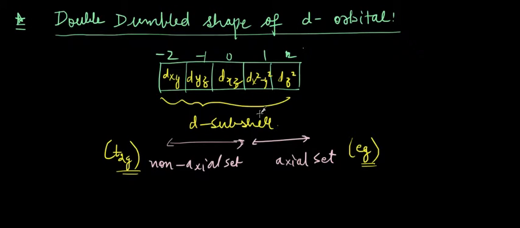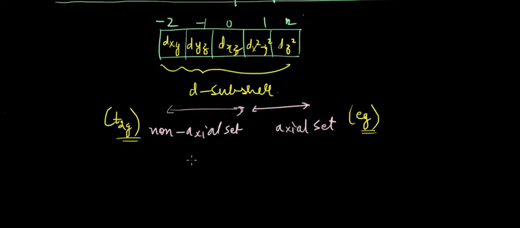Okay, so let's continue from where we left off in the previous lecture, which is seeing the double dumbbell shape of d orbital. We have already discussed the xy, yz, xz, x square minus y square and z square orbitals of d subshell. Out of which the first three belong to the non-axial set category, also called T2G. The second set is the remaining two, which is x square minus y square and z square, belonging to the axial set, also called EG. So let's actually start off with seeing the spectroscopic symbols.